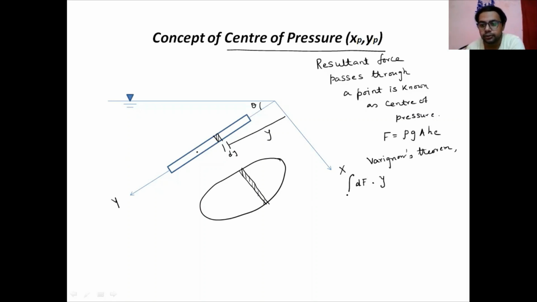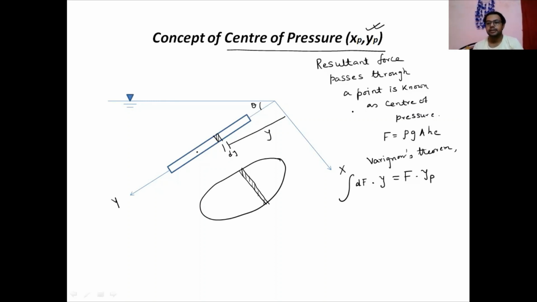So in total, if you integrate the summation of all forces creating the moment about the axis, it will be equal to the resultant force F, which is acting at the center of pressure, that is YP. We are finding out the YP. Where is the location of this YP? We are finding it from here, Varignon's theorem.